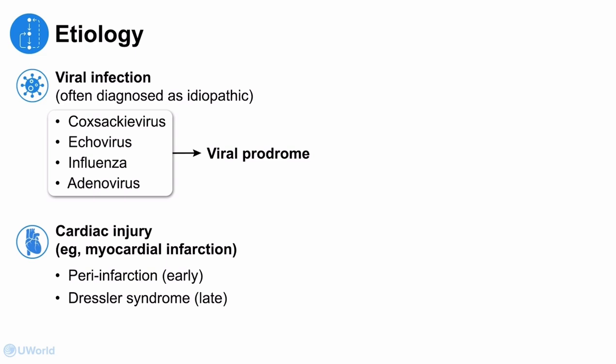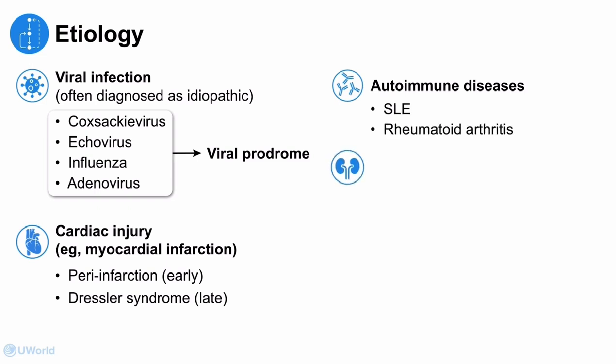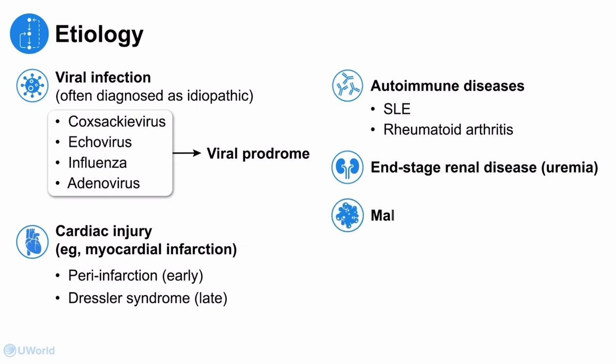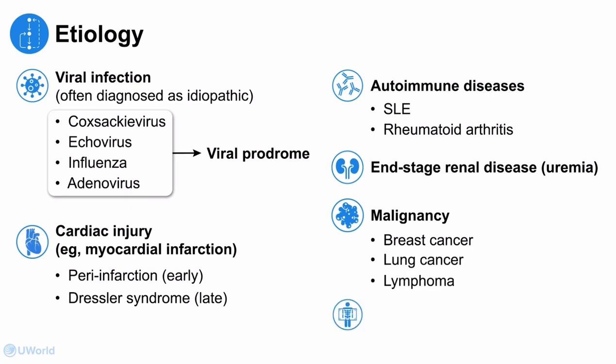Other causes of pericarditis include autoimmune diseases that result in pericardial inflammation, such as systemic lupus erythematosus and rheumatoid arthritis. Uremic pericarditis is another form that can develop in patients with renal failure due to accumulation of blood urea nitrogen and other waste products. Malignant pericarditis can also occur due to metastatic spread to the pericardium, and is most common with breast cancer, lung cancer, and lymphoma. In addition, mediastinal radiation therapy can damage the pericardium and is another cause of pericarditis.